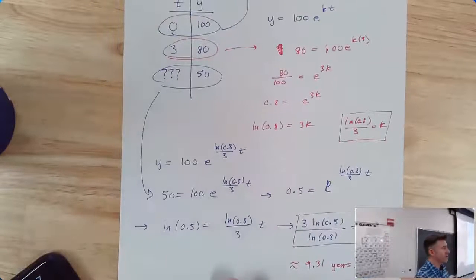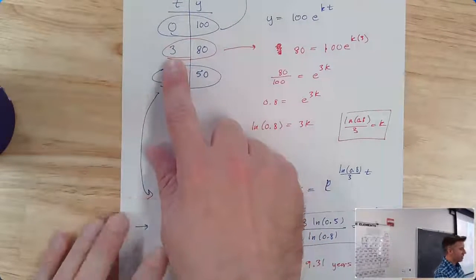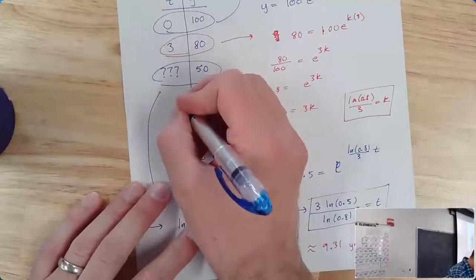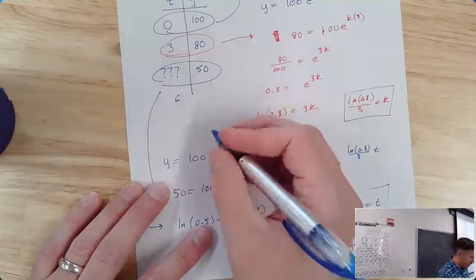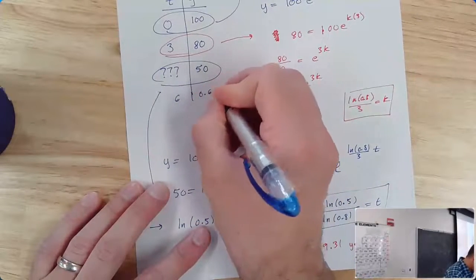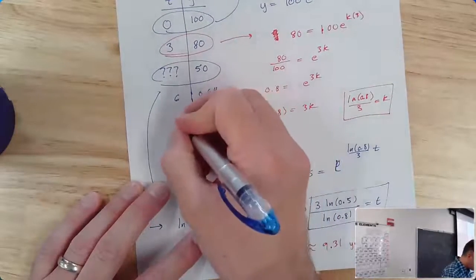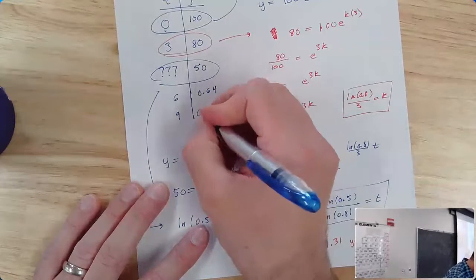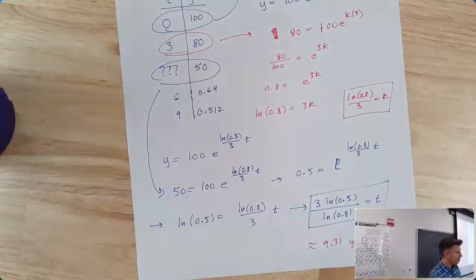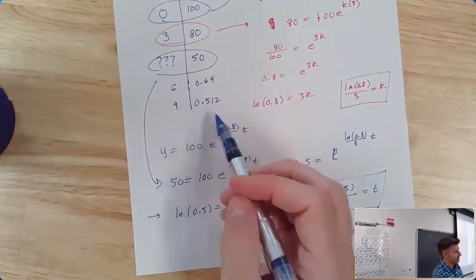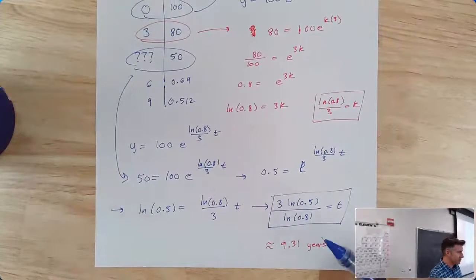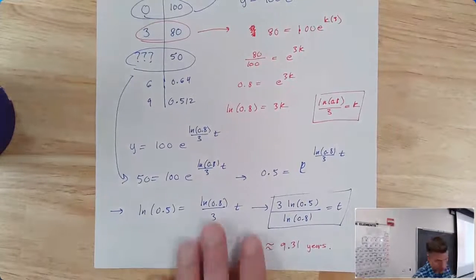Which seems reasonable, because here's what I'll point out to you. Every 3 years, we're going to have 80% of what we had before. So after another 3 years, 80% of 80 is 64%. And then after another 3 years, 80% of 64% is 51.2%. So yeah, that seems totally legit, right? After 9 years, we're just a little more than 50%. So it seems like 9.31 years is a totally reasonable expectation for what the half-life is. Kind of cool. All right, that's all I got.